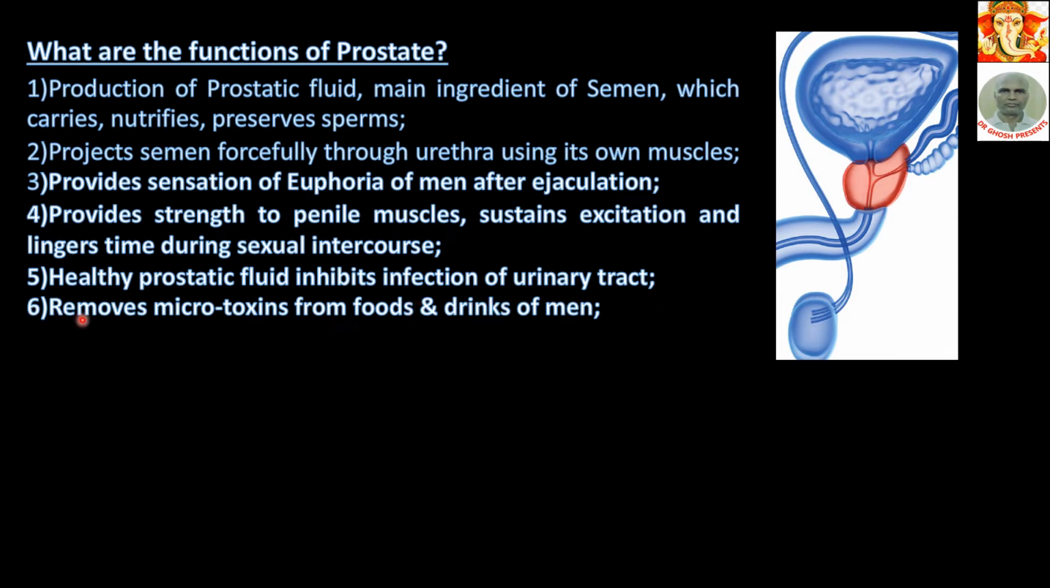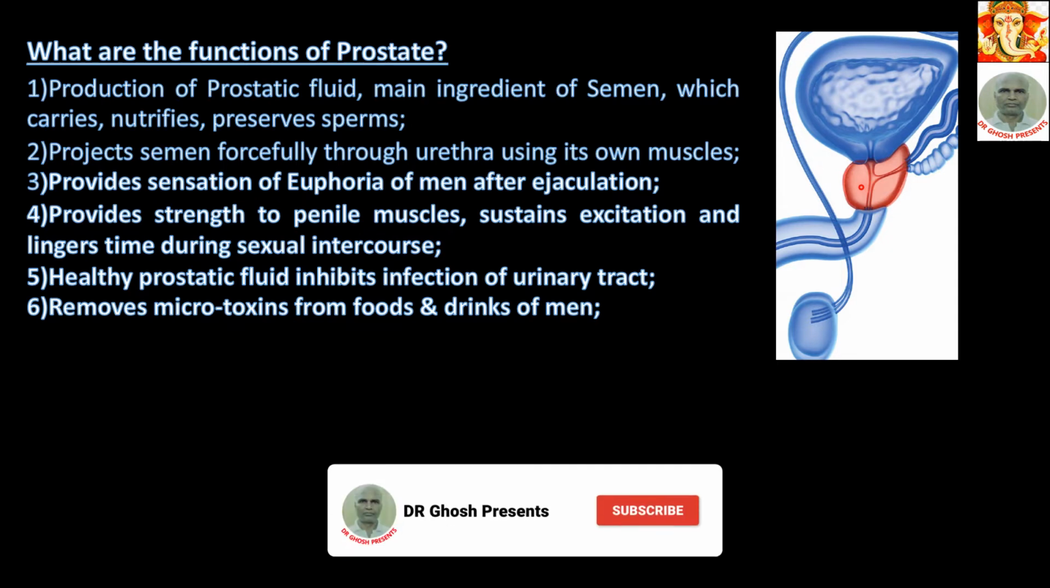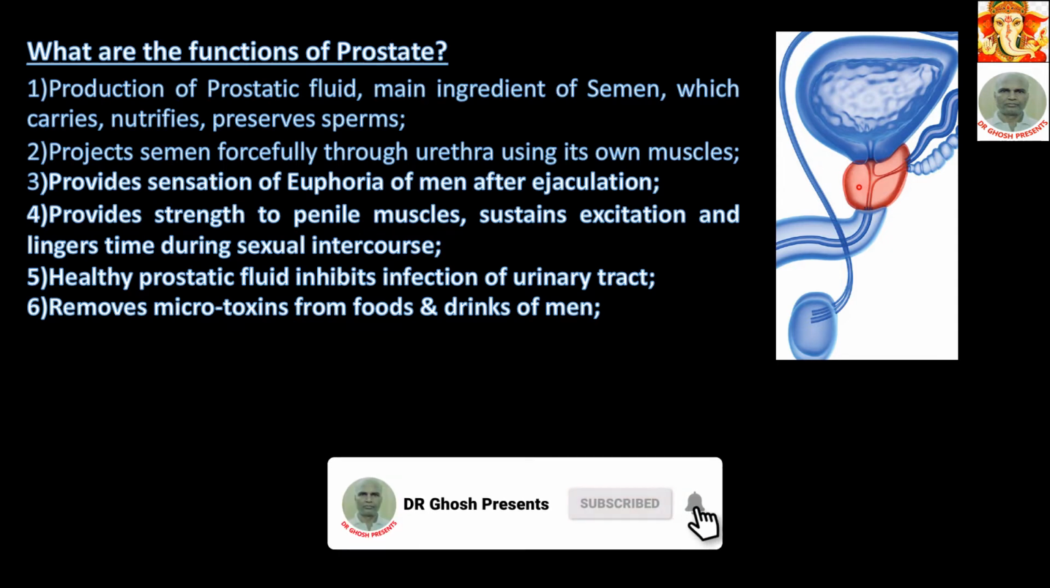Number six, removes mycotoxin from foods and drinks of men. Mind it, removal of toxin is done by almost all glands of the body. Most important is the liver. Liver takes the biggest part to remove toxin. Also in case of male, the small organ prostate removes a lot of toxin. Now, while removing toxin, sometimes it itself is intoxicated, and then serious disease arises.